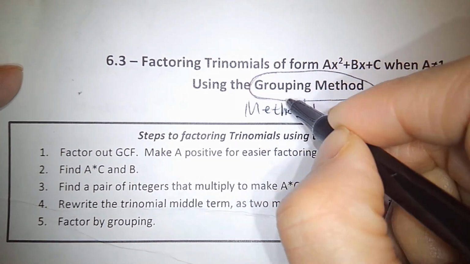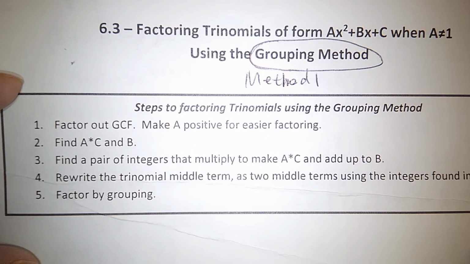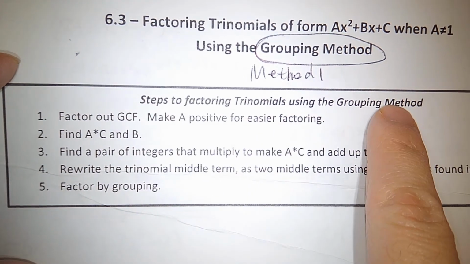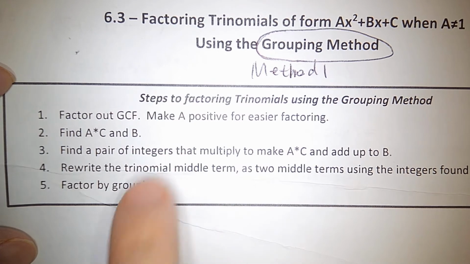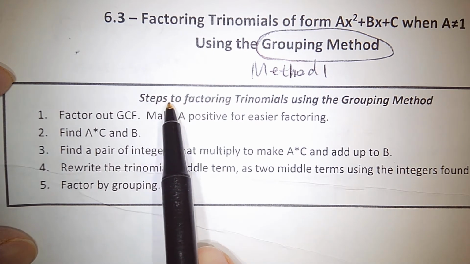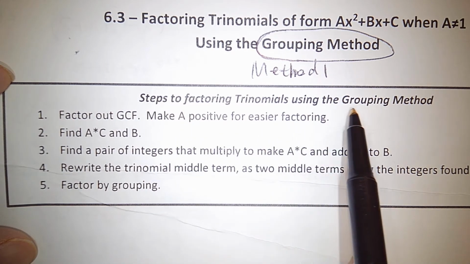Now let's look at the first method. It's called the grouping method. How do we factor a trinomial using the grouping method? I'm going to ask a volunteer to read this. Whose turn? Cameron? Yeah. Steps to factoring trinomials using the grouping method.